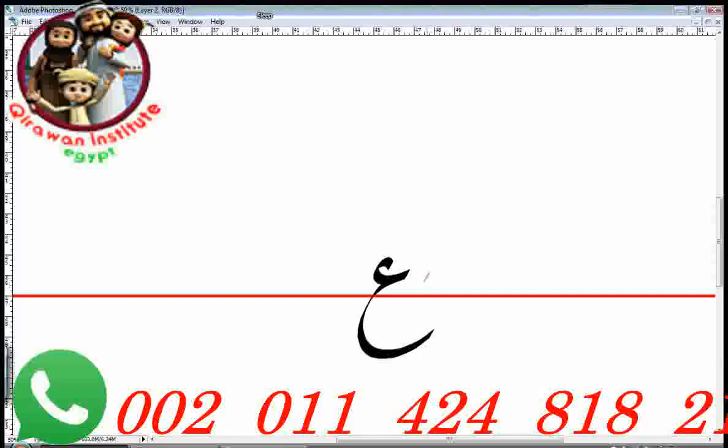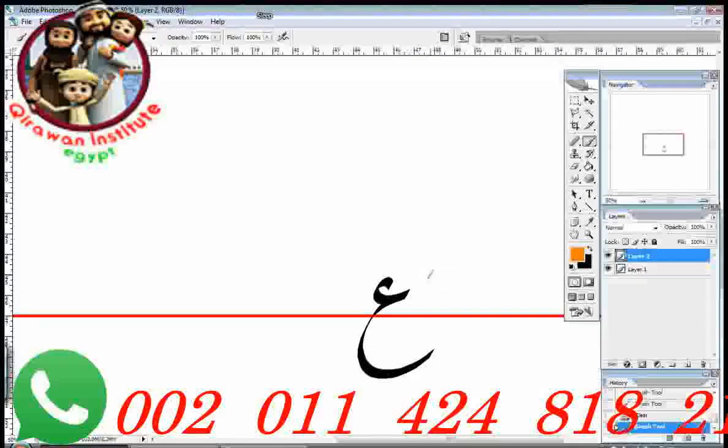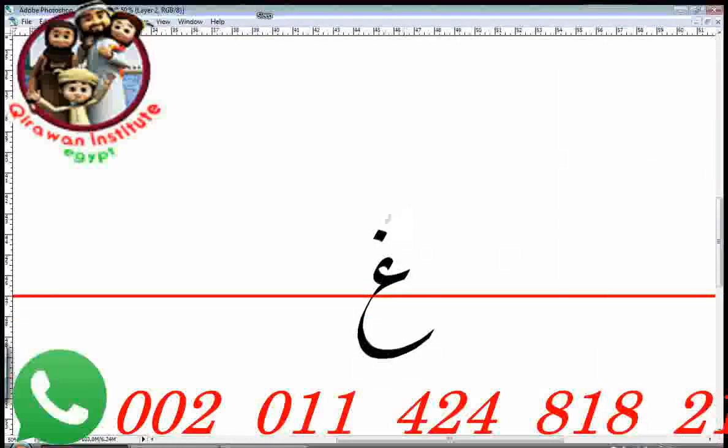Okay, now for the next letter, which is written the same way, but you have a dot above it. Just like in the 2 previous lessons, we write it the same way, you just have a dot above it. Anyway, the name of this letter is Ghayn. It's a bit hard also to pronounce. The pronunciation is Gh.